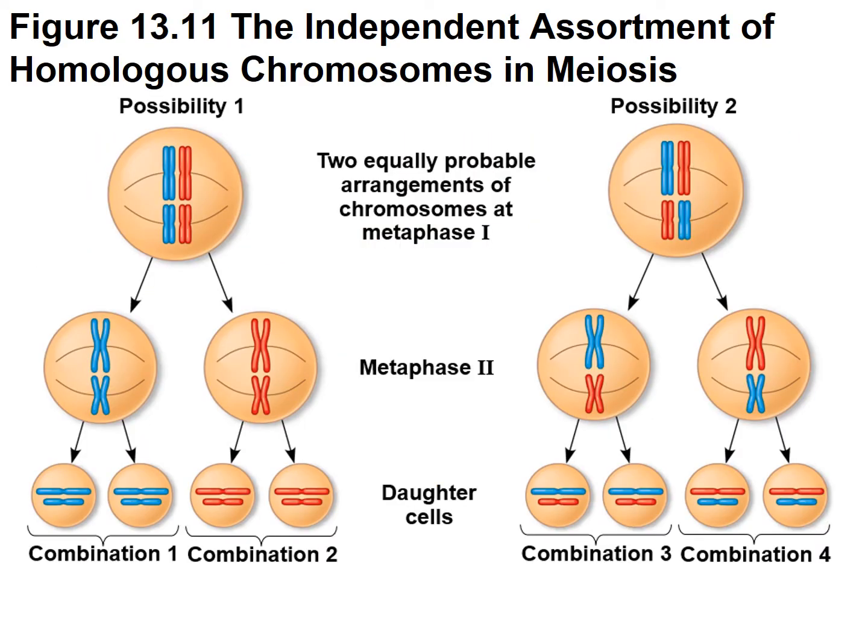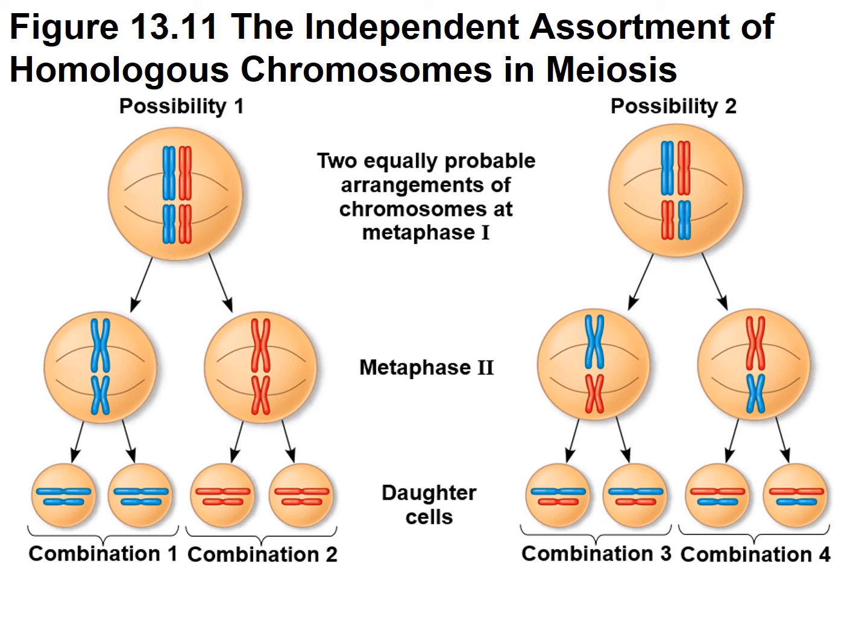Figure 13.11 shows independent assortment of homologous chromosomes in meiosis. So say we're only looking at 2 pairs of chromosomes, one set from the mother and one set from the father. On the left-hand side is one possible arrangement. You can have 2 from the one sex on the left-hand side of the metaphase plate and 2 from the other sex on the right-hand side of the metaphase plate. When that cell splits in half, the blue ones from the one parent are going to the cell on the left, and the red ones from the other parent are going to the cell on the right.